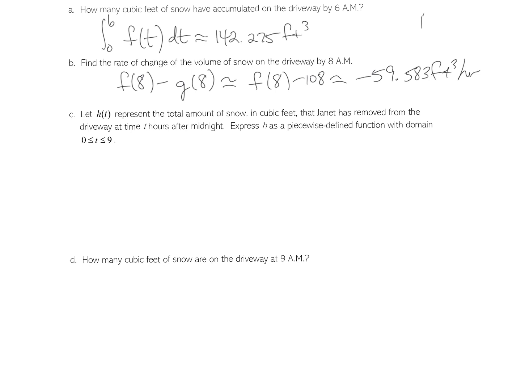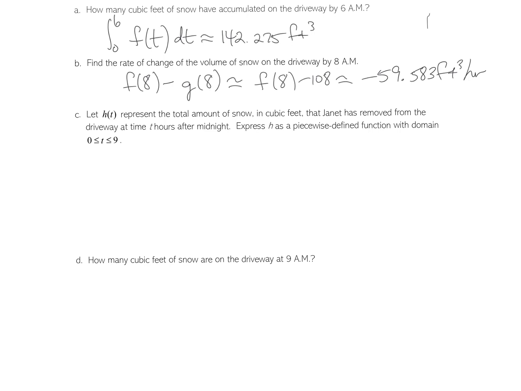Let H of T represent the total amount of snow in cubic feet that Janet has removed from the driveway at time T hours after midnight. Express H as a piecewise defined function with domain 0 to 9. Okay, so this is where it gets a little bit complicated because at certain times, certain parts of the function, nothing much happens. So for instance, at time 0, H of 0 would be 0 because nothing's happened, right?